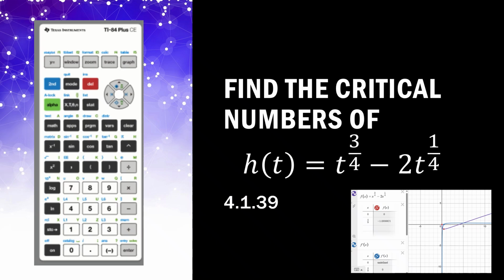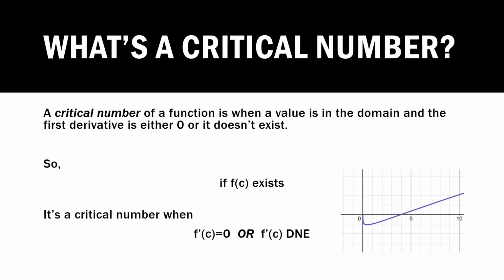Find the critical numbers in a function with rational exponents. The textbook definition is on screen, but pretty much it just means that for anything that is in the domain, anything that I can put into x in the original function and it's there, a critical number happens when either the first derivative at that same spot is a zero, like a max or a min, or the first derivative doesn't exist, like an asymptote.